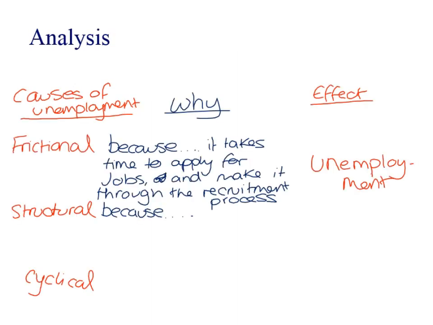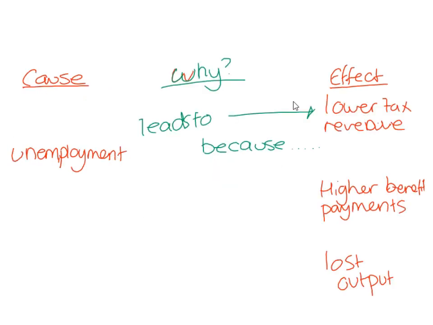Okay, so when you're looking at questions, you're looking for the chain of analysis. So unemployment, what's it caused by? These things. Well, that's very much level 2. You can get some marks for that, but you've got to explain why to get the full level 3 marks. Okay, and then if we're looking at the consequence of unemployment leads to lower tax revenue. Why? Why does it lead to that? So you've got to explain why.